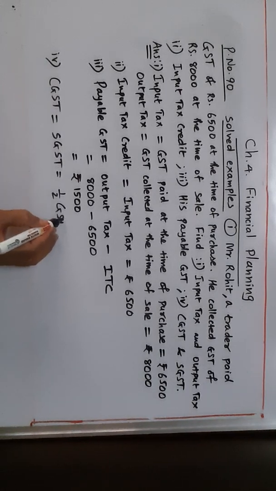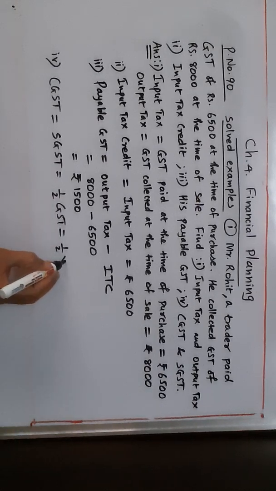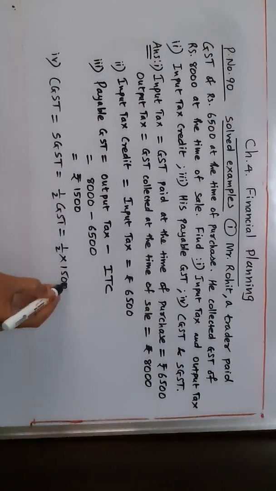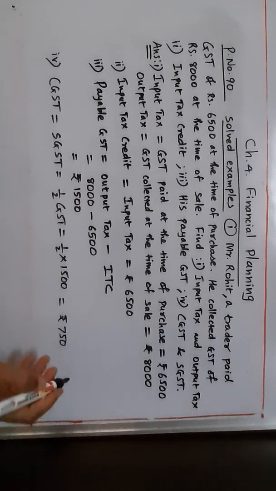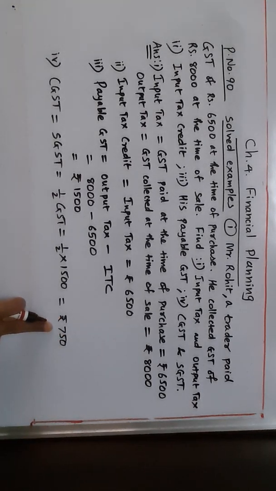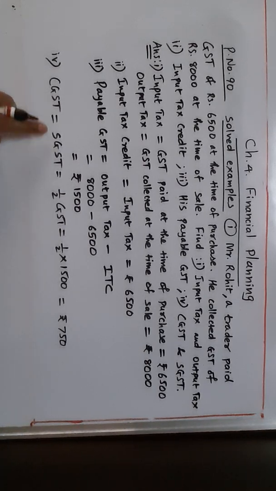You know it, right? And that is equal to half multiplied by GST, which is 1,500 rupees, and half of this 1,500 rupees is rupees 750. So 750 rupees will go to the central government and 750 rupees will go to the state government. So SGST and CGST are each half of GST.